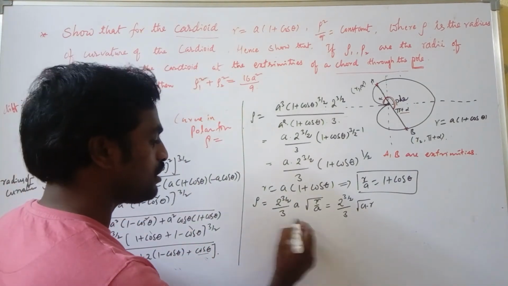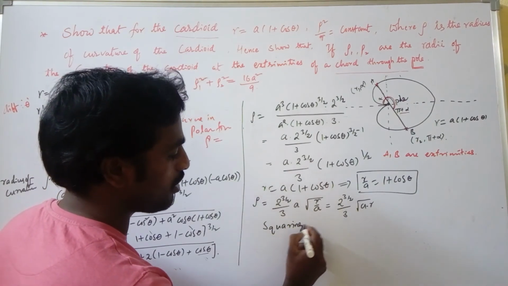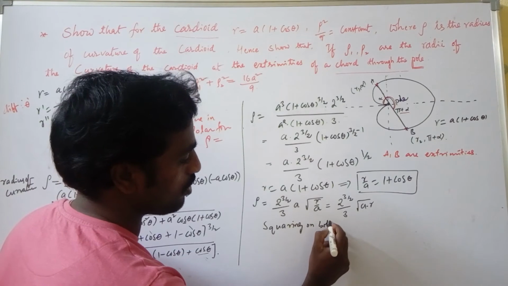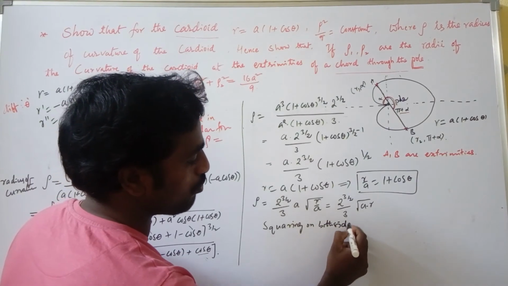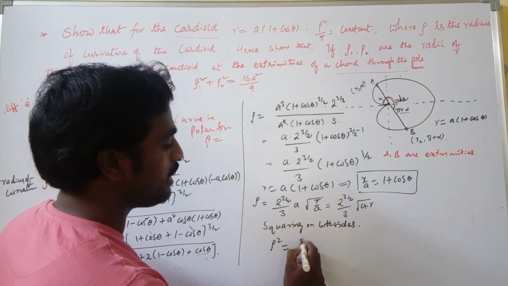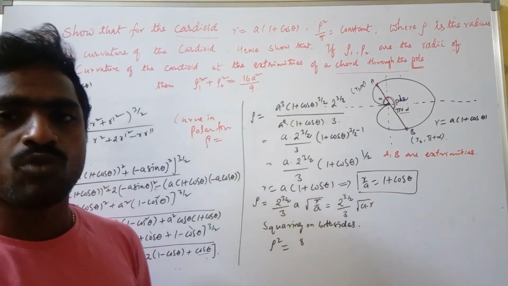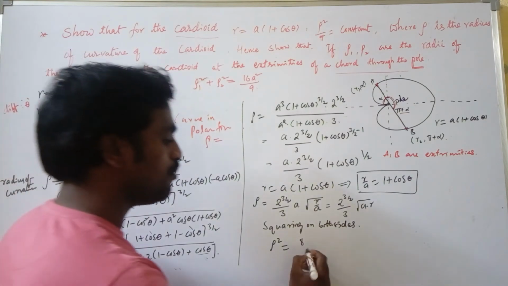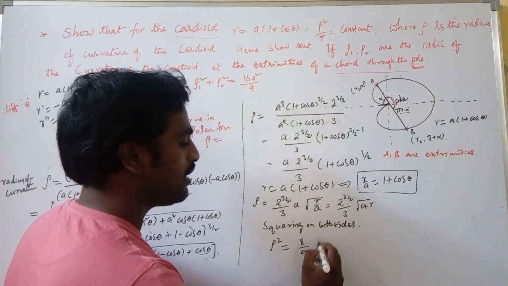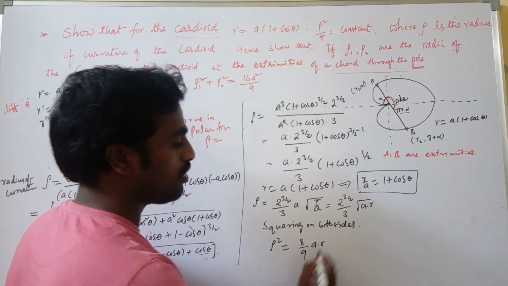So finally, just squaring on both sides. So what you get? Rho square equal to 8. Squaring means the denominator will be cancelled. 2 power 3 value is 8, by 3 power 2 is 9. Next under root a r, so finally a into r.